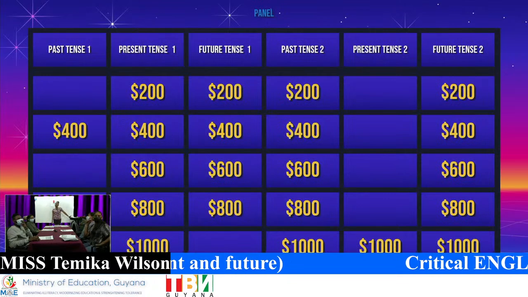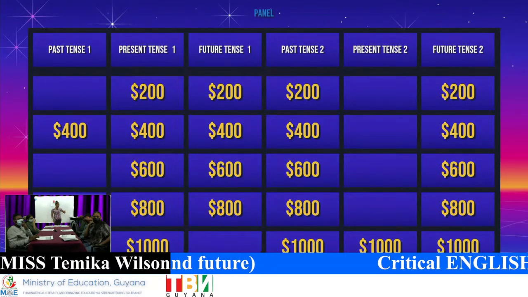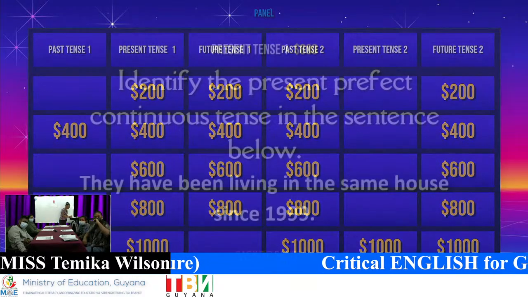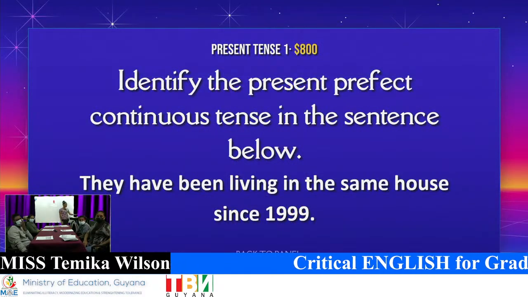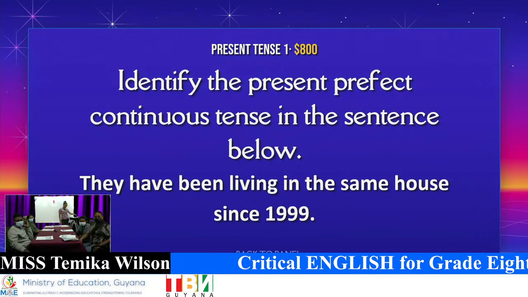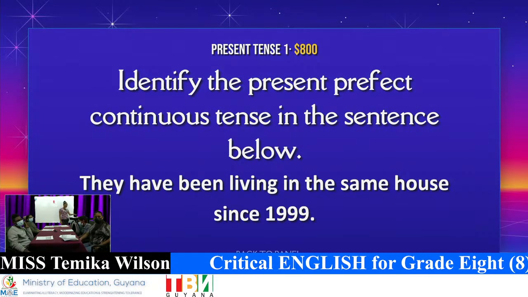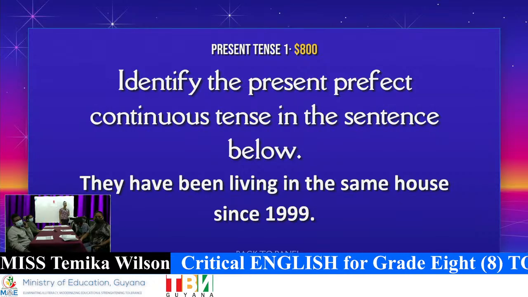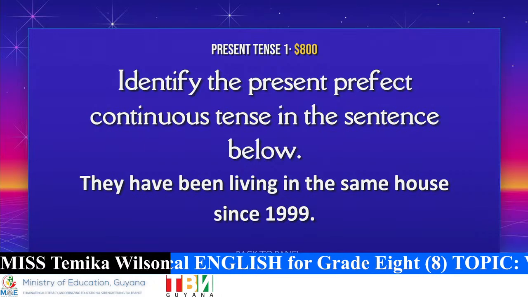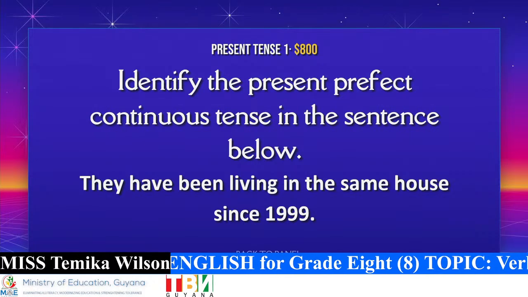Alright, so what are we going for this time? Present tense 800. They're going big. Identify the perfect present continuous tense in the sentence below. They have been living in the same house since 1999. Have been living for 800.